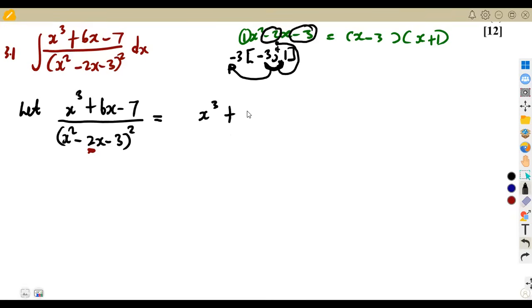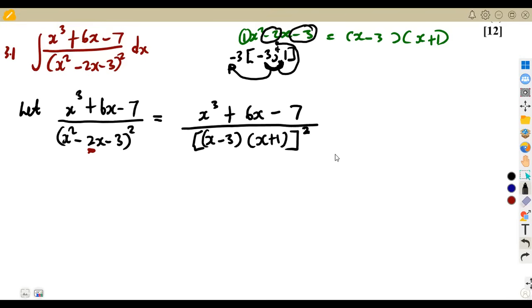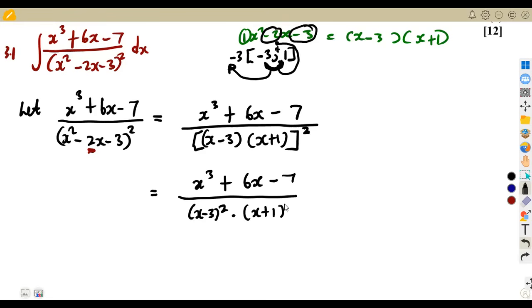x cubed plus 6x minus 7 over this being factorized, which gave us these two brackets. This one is not going to have any confusion in your life. You're going to understand this, x plus 1 like this. But the whole of this part is being squared. If it is being squared, what it means is that this is going to be raised to the exponent of 2. Also, x plus 1 is going to be raised to the exponent of 2 from our laws of exponents. So that will be x to the exponent of 3 plus 6x minus 7 over this part, which is going to be x minus 3 squared into x plus 1 squared.